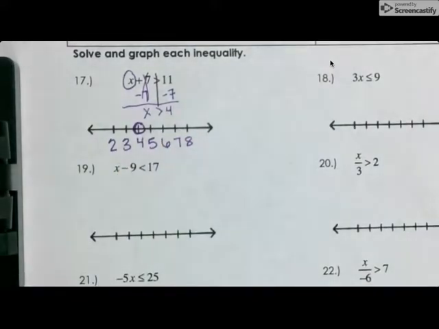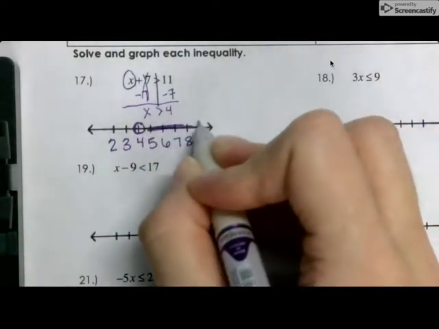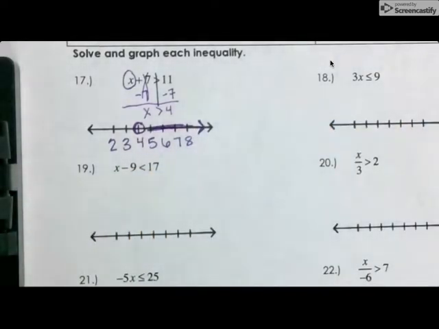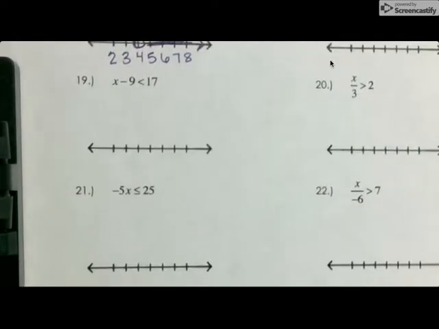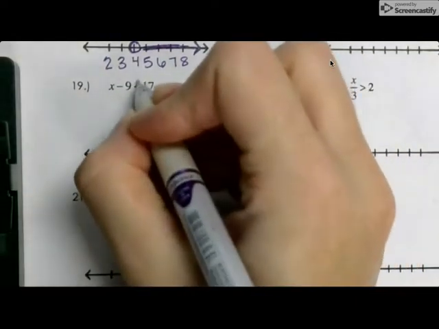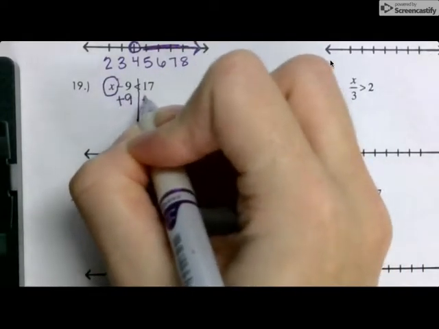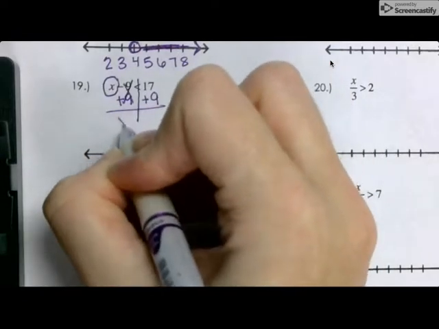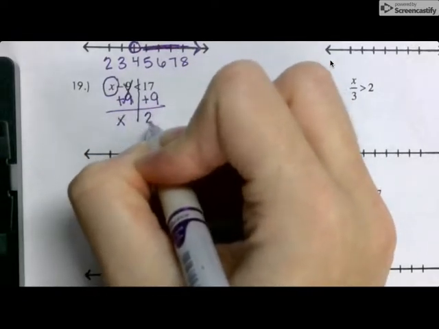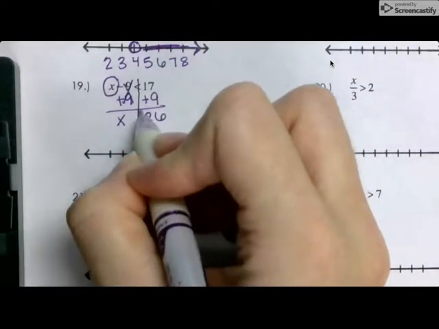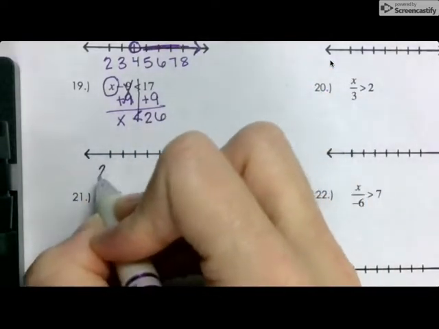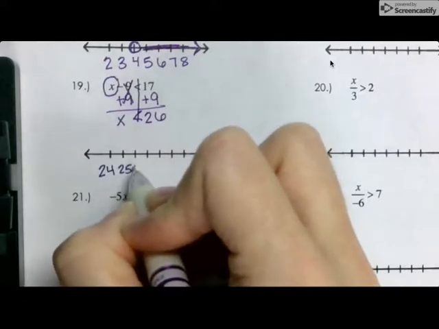And if X is greater than 4, would it go towards the 5 or towards the 3? Towards the 5. Okay, and would that be an open circle or a closed circle? Open circle. Got it. All right, I'm going to skip 18. I'm going to look at 19. Instead of minusing 9, I'm going to add 9. That gives me 26. X is less than 26, so let's do 24, 25, 26.